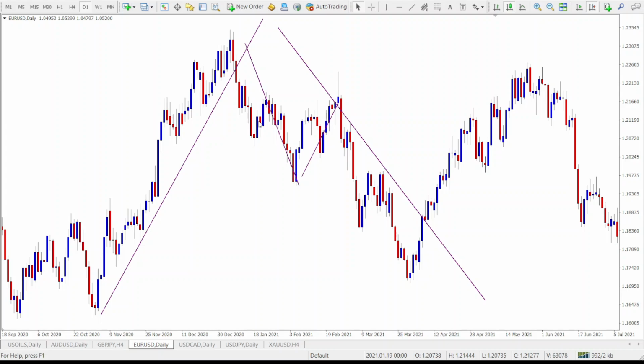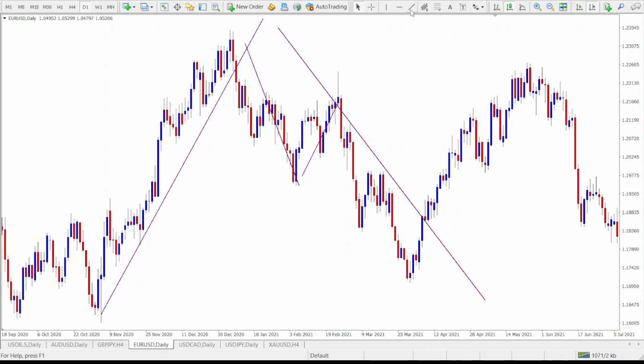So the leading diagonals appear at the start of a trend, typically in wave 1, because this is wave 1. Wave 1, wave 2, wave 3, wave 4, wave 5. So leading diagonals have a wedge-like structure with overlapping price movements.